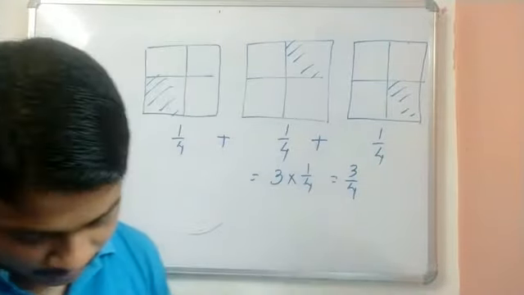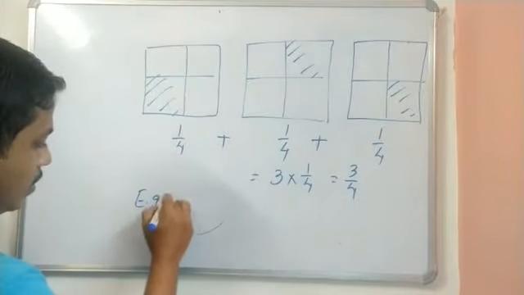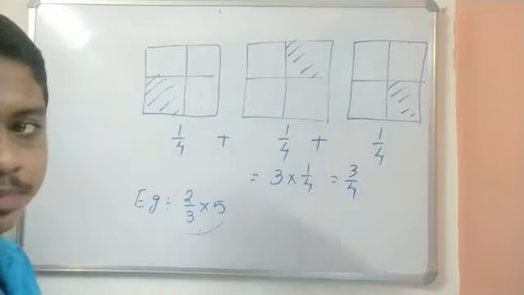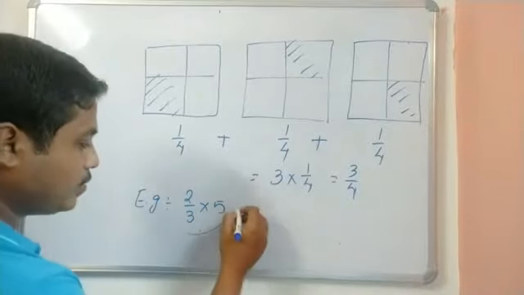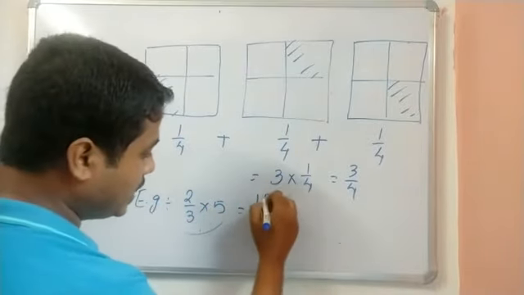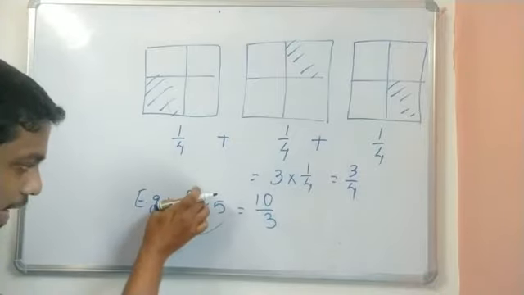Okay. The same way, if I go on doing some more examples, like 2 by 3 into 5. What will be its value? 2 by 3 into 5. You have to multiply 5 with the numerator. So 5 2s are 10. So it will be 10 by 3. This is a proper fraction.